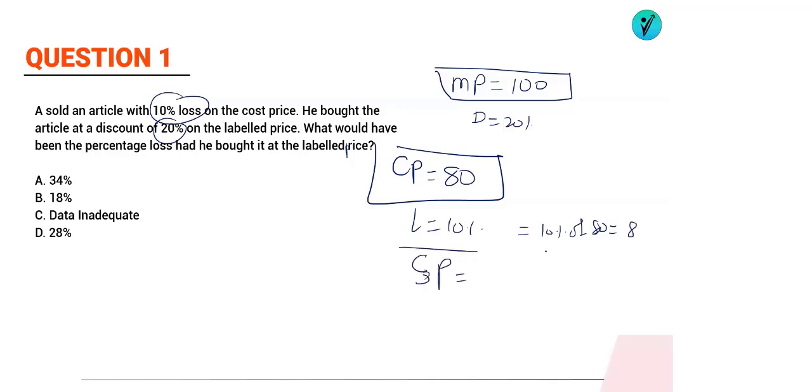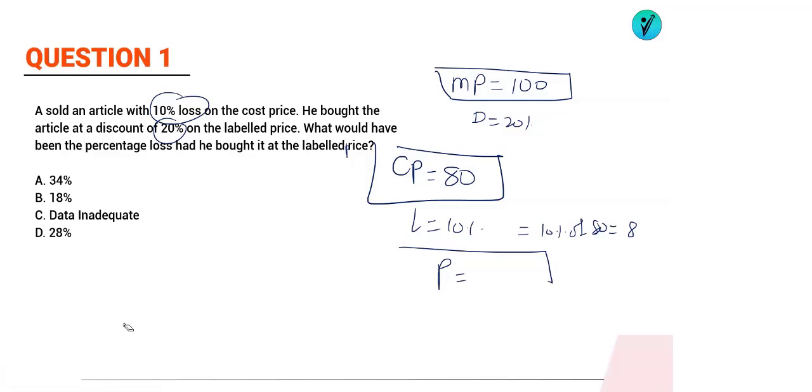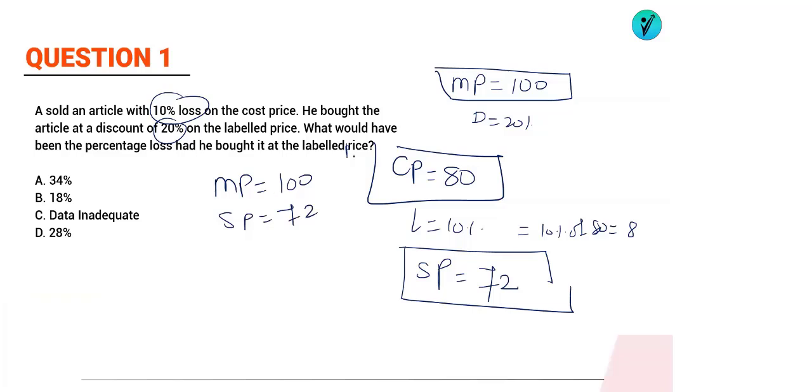So what will be his SP? As we know that he has sold at a loss of 8 rupees, his SP will be 80 minus 8, which means 72. Now I know that the mark price or label price was 100 and the selling price is 72, and they are asking what would have been the percentage loss had he bought it at the label price.